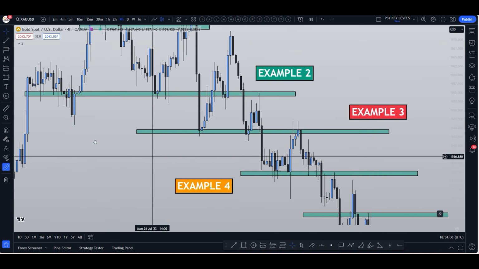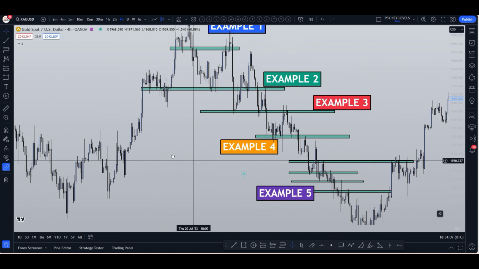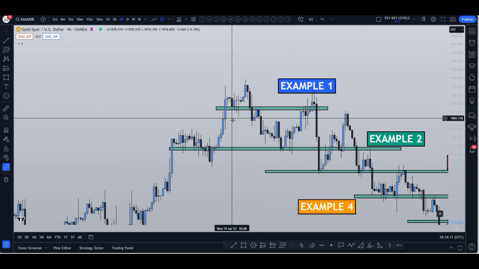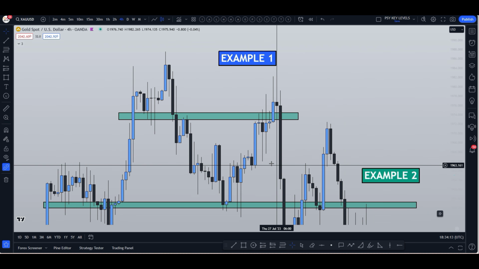Okay, so we're on gold right now, just drawn a few examples. Let's start from the beginning and make our way down.